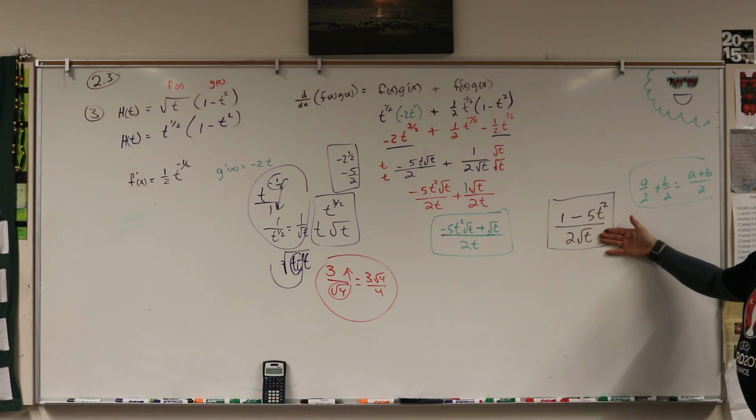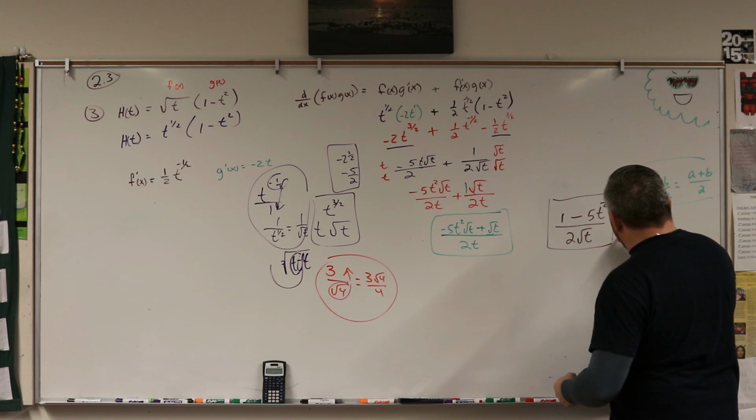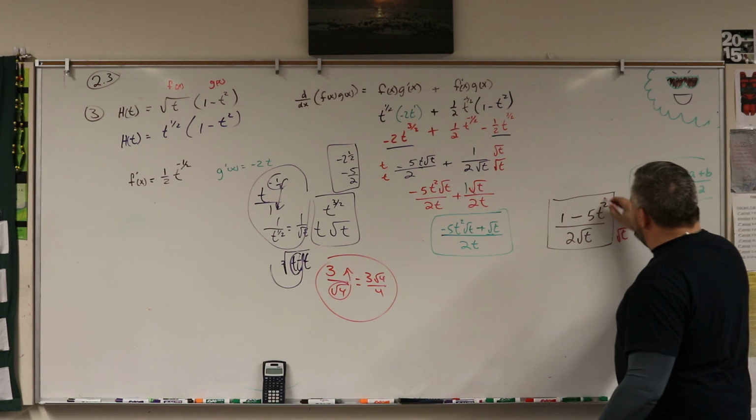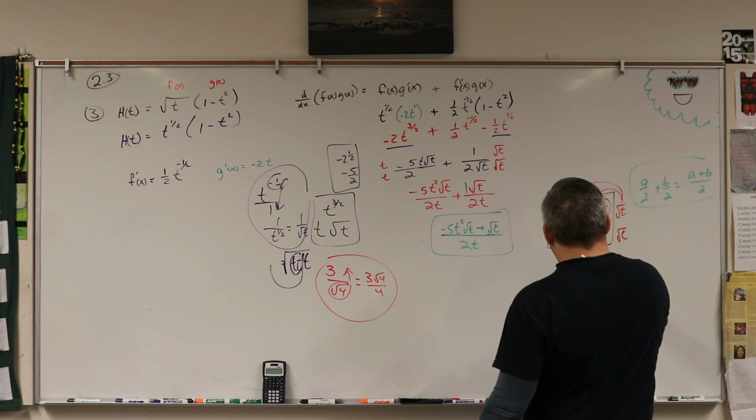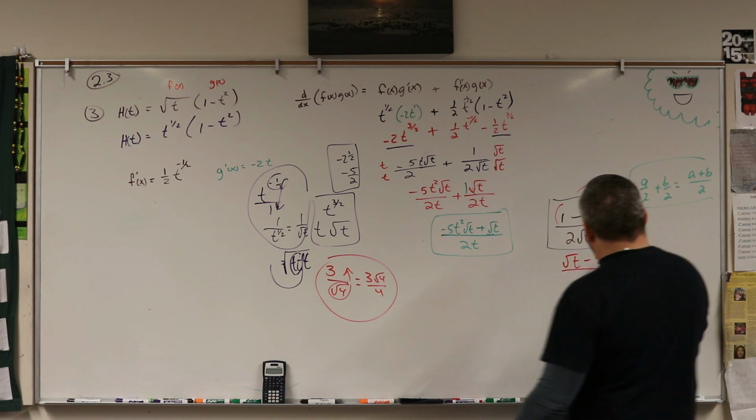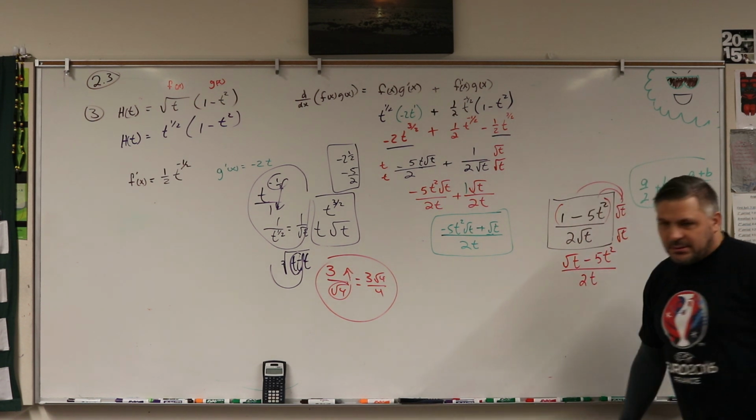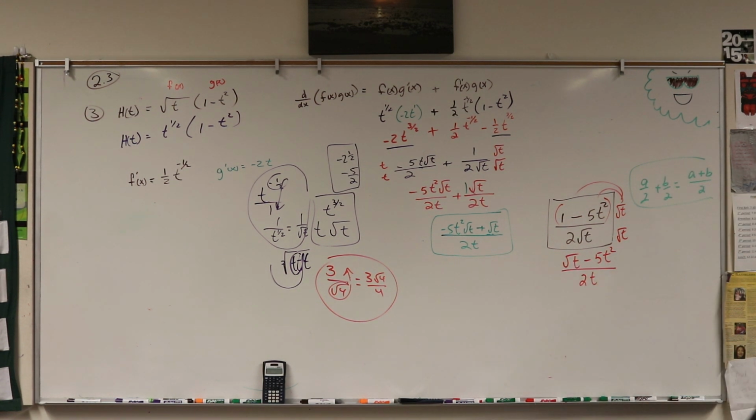Or what if we multiply the bottom like we did here by the square root of t and the square root of t. Right? That would mean everybody on the block gets the paper. So you get the square root of t minus 5t squared over 2t. Right? Is that the same as this? Wait, what? What is that? Is this the same as that? Doesn't look like it. It doesn't, does it?